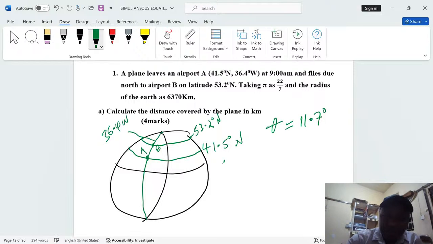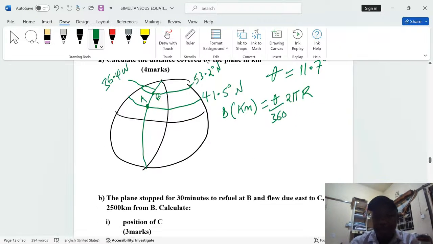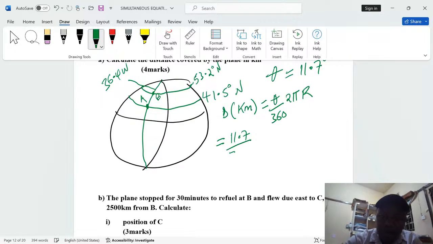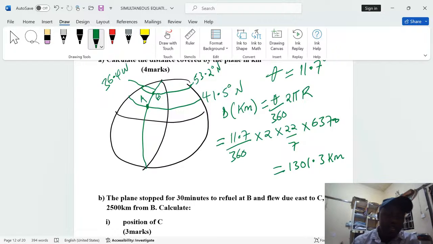And the distance in kilometers, strictly in kilometers, is usually given by beta out of 360, 2 pi capital R, radius of the Earth. Therefore, we can substitute and say that the distance will be 11.7 out of 360 multiplied by 2 multiplied by pi multiplied by R, 6370. You compute this one and discover that the distance is 1301.3 kilometers. That will be the distance between the two places.